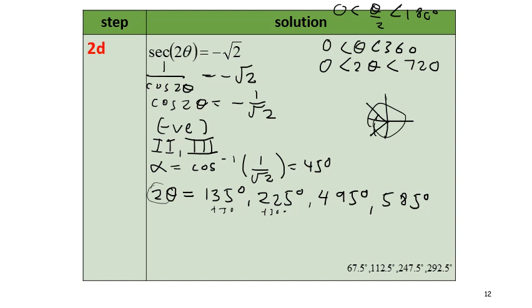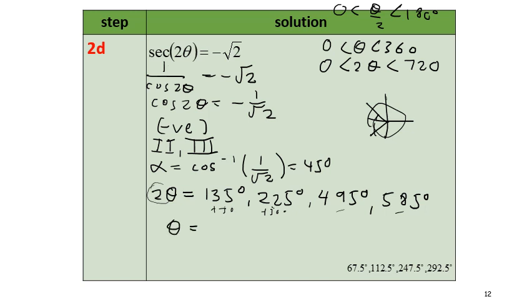Okay, so that's what we mean by 2 theta: it means the angle doubles, so we have to go around one more round. So besides these two angles, we have to find another two angles, which is this one added by 360, and this one also added by 360. That's why we got 495 and also 585.